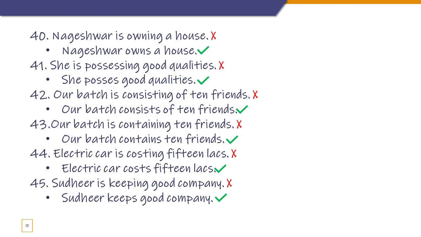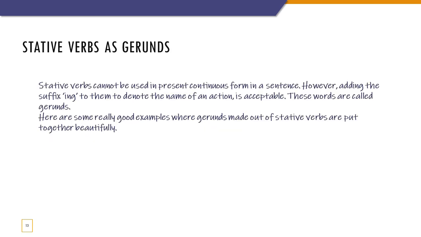Electric car is costing 15 lakhs. Now cost is something that you can't change. Cost remains cost. So you have to use it in simple present. Electric car costs 15 lakhs. And Sudhir is keeping good company. Sudhir keeps good company. So he has the ability to keep good company. So in that context, you have to use only simple present. Okay, so that is about some common mistakes made with the stative verbs and how to correct them, how to use them in the right way.